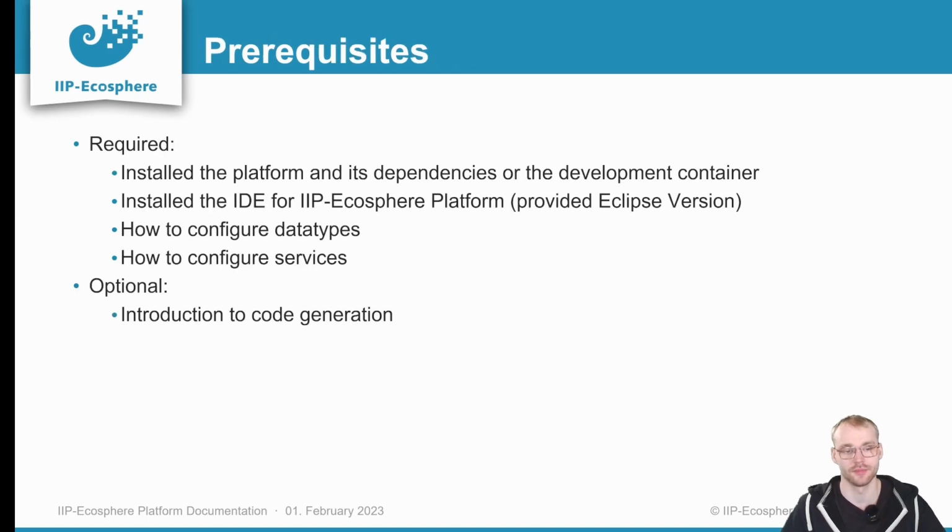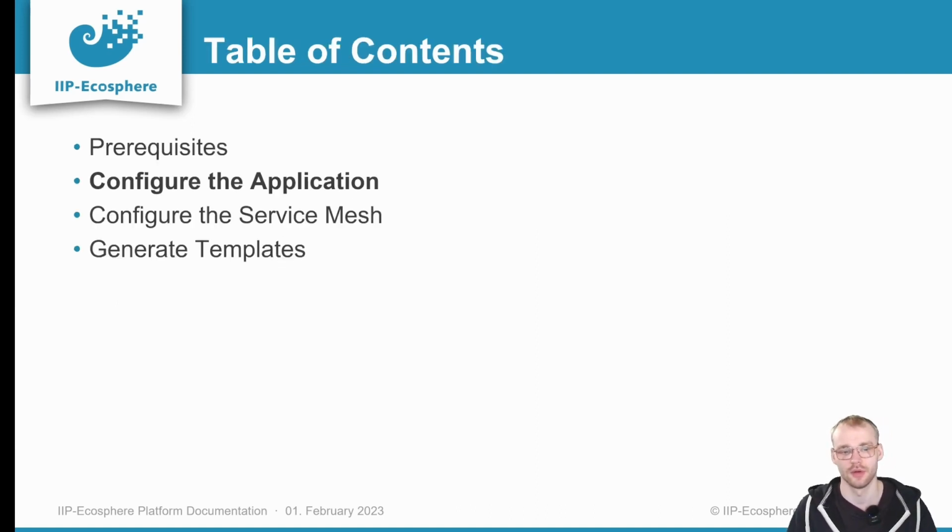Prerequisites for this: we have an installed platform with its dependencies, and we have an IDE we can work with, best using the one we provide, as it has everything you need to create services in it. You should know how to configure data types and how to configure services. Optionally, you could have looked at how code generation works just to get a bit more familiar with the IIP files. How do you configure the application?